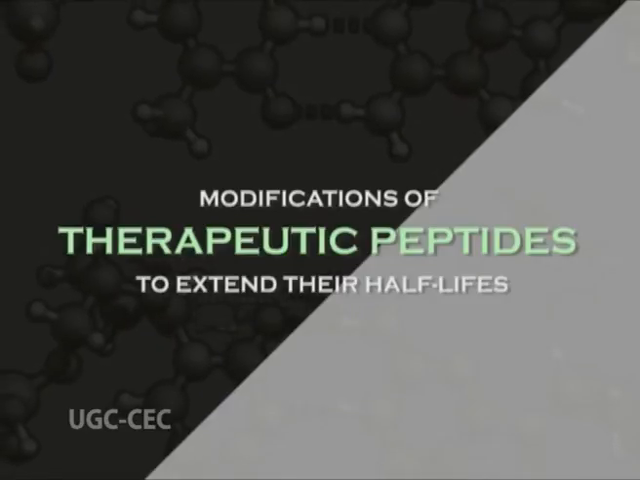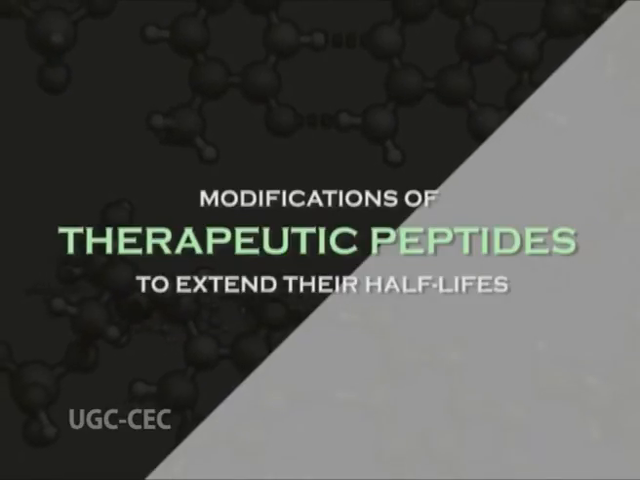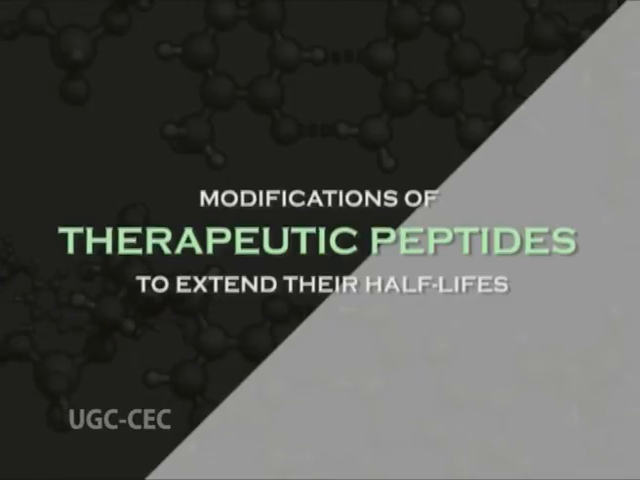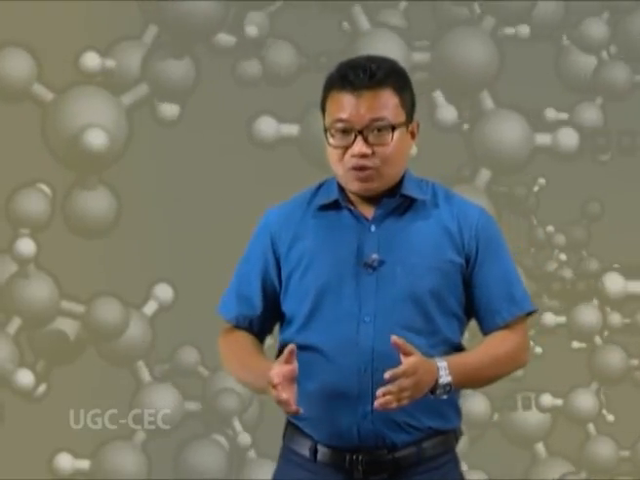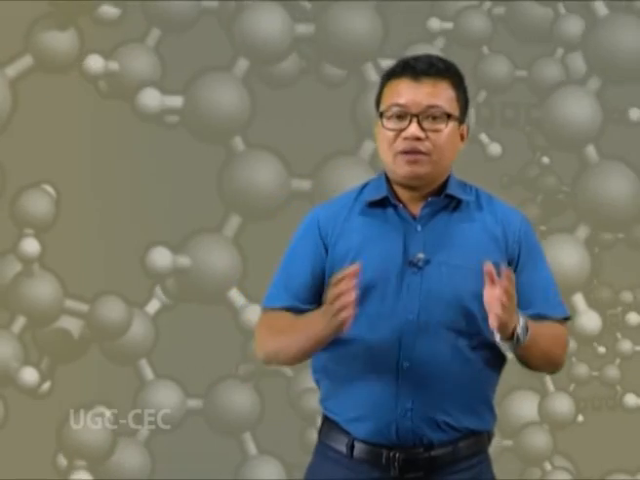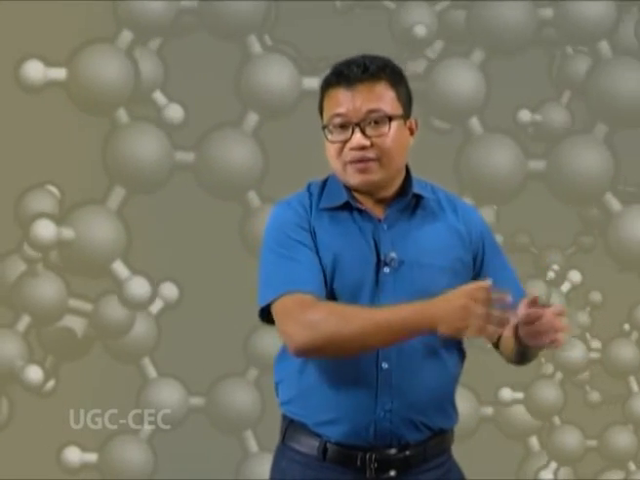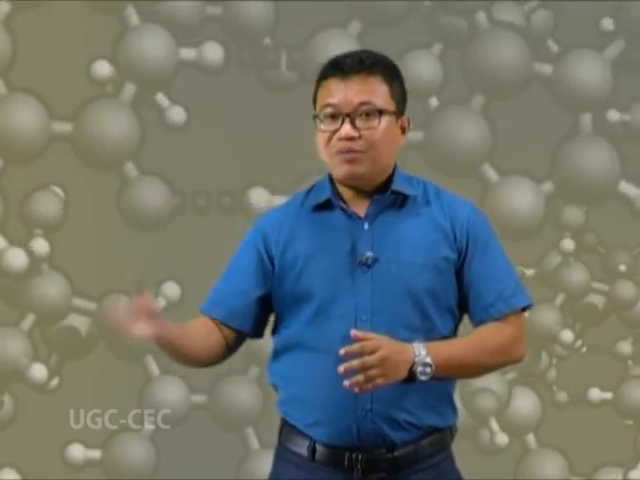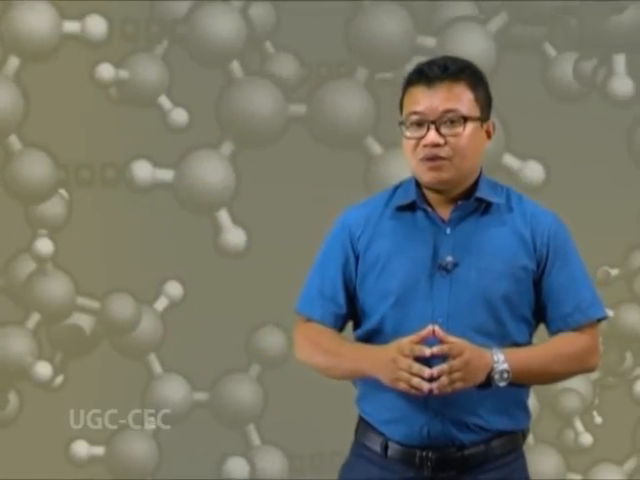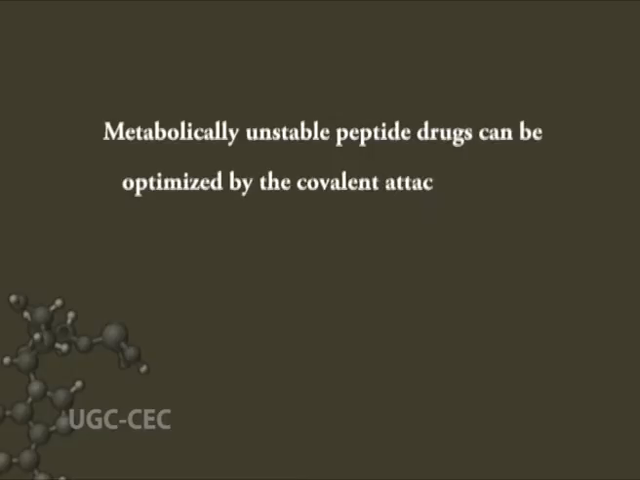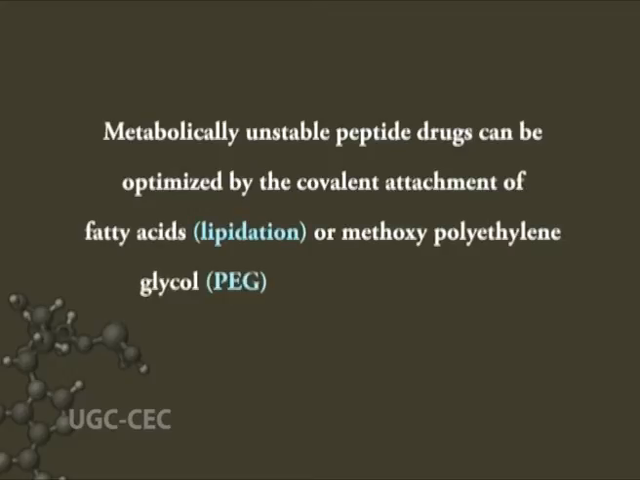In modification of therapeutic peptides to extend their half-lives, peptide stability can also be optimized by blocking their reactive termini through N-terminal acylation and C-terminal amidation. Apart from this, metabolically unstable peptide drugs can be optimized by the covalent attachment of fatty acids, also known as lipidation, or methoxypolyethylene glycol or PEG polymers.